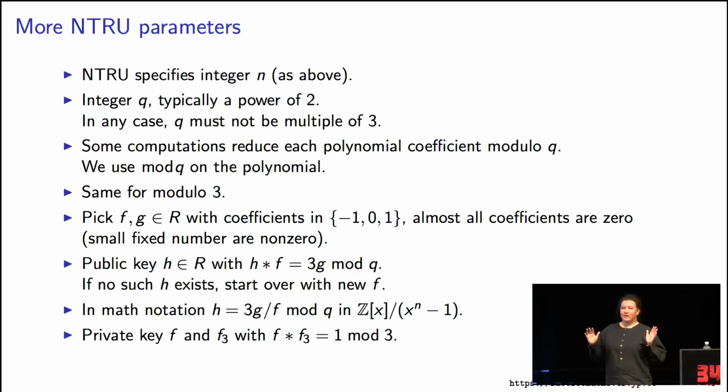And then, well, in RSA we multiply our two things. Here we have a different operation. We will search for an h such that h times f, with this cyclic convolution, will give 3 times g.